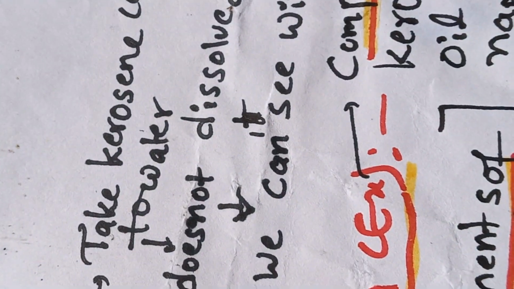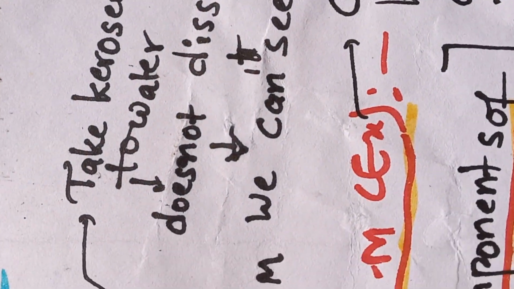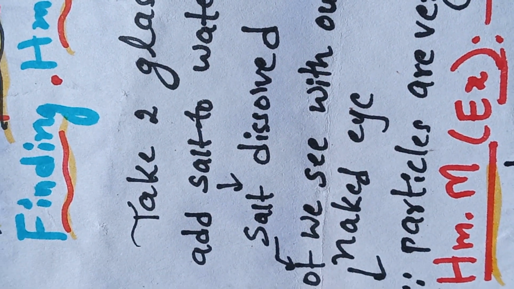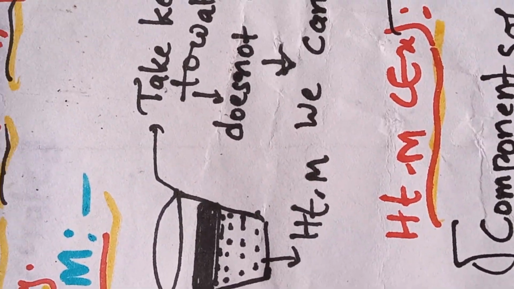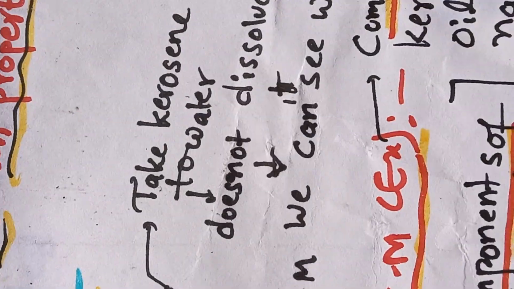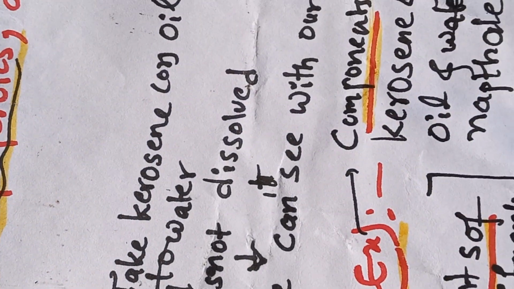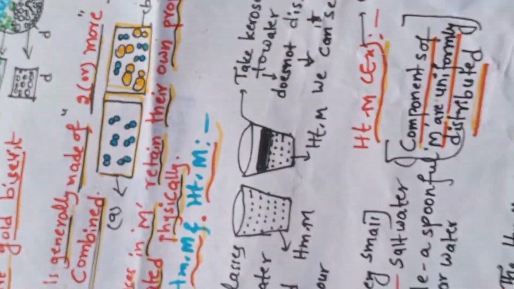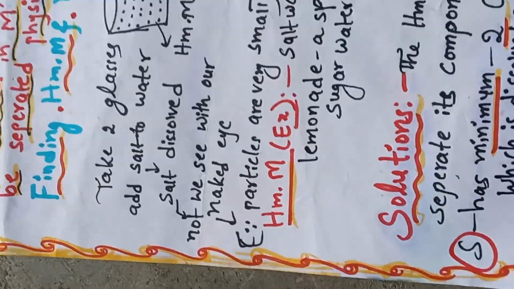Here it does not dissolve in it. Is it dissolving? No, it is not dissolving. So in the first case the salt is totally dissolved. Here the kerosene or oil does not dissolve in it and we can see it with our naked eye. Such mixtures are known as heterogeneous mixtures.